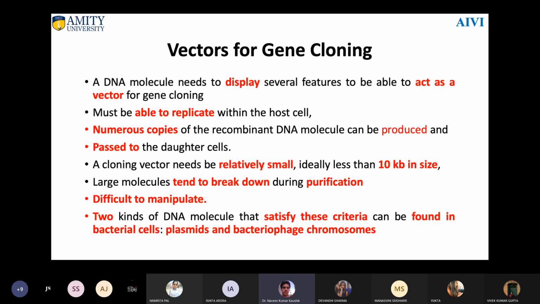Okay, so two kinds of DNA molecules are able to satisfy the criteria we have mentioned above, and they are self-replicative. They replicate multiple times in a cell. They retain themselves, and when the cell is dividing, they also migrate to the next cell. So these are the two things that we are mentioning, and we are going to utilize these two properties only. The other types of vectors that we are going to talk about will all be based on these two, or maybe minor variations of these two.